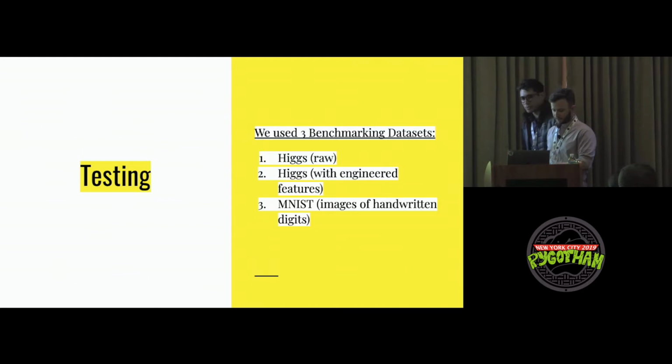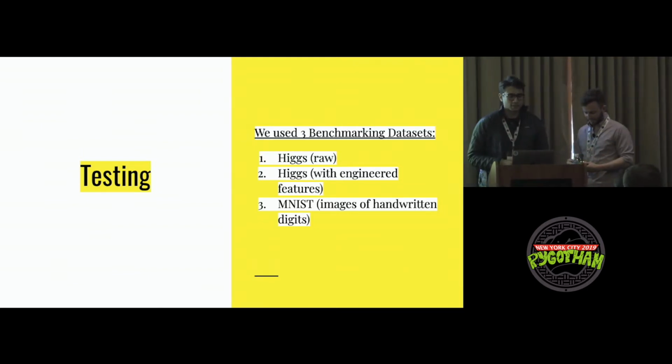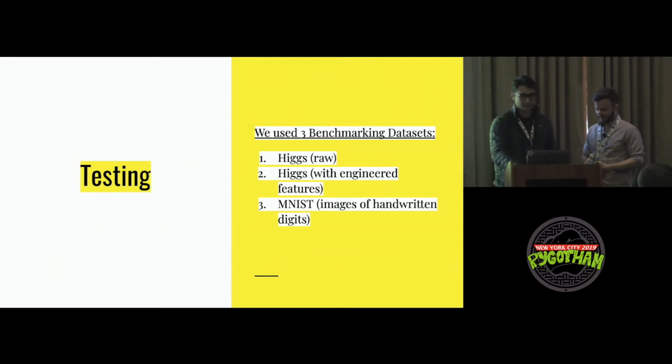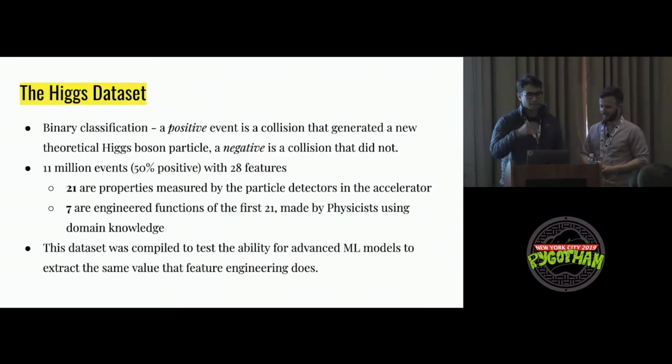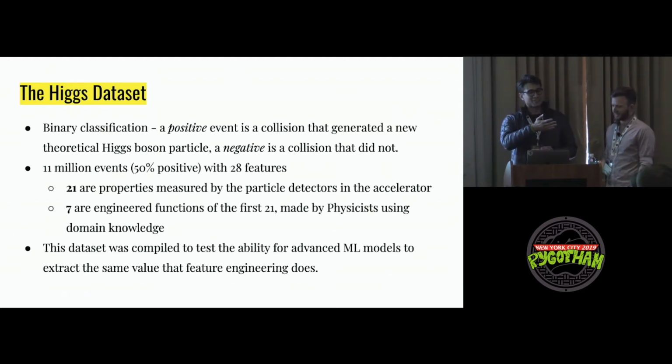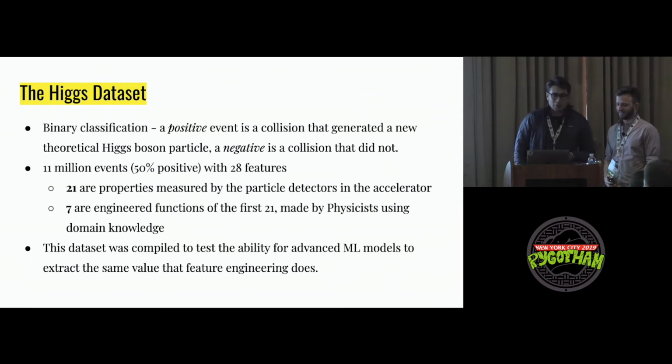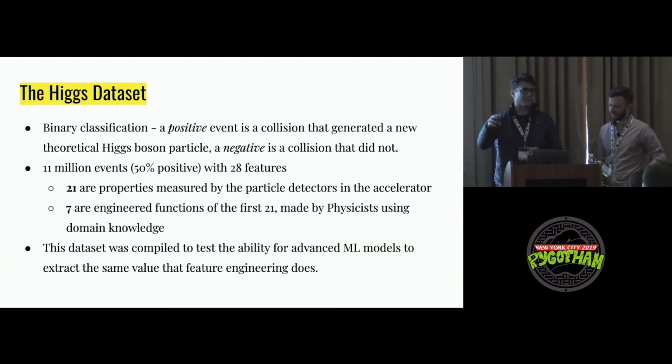So we wanted to benchmark some of the different algorithms on essentially two different data sets, the Higgs data set and MNIST, which I think everybody knows. Higgs is a generated data set. It's a rather large, big data set that has essentially 21 to 28 different features to predict whether or not it's generating a Higgs particle, essentially.